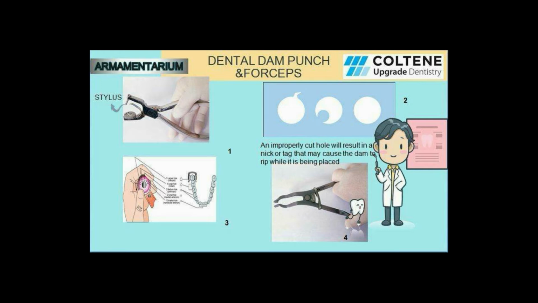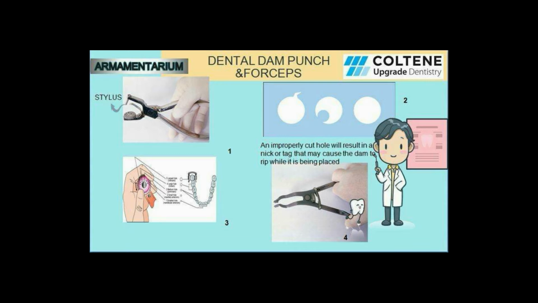Now the next one is the dental dam punch and forceps. The first picture shows the dental dam punch, and the pointed end is known as a stylus, which is used to make the holes. The second picture shows the importance of properly cut, properly round perforations, because if the perforations are not perfectly round, or if they are elongated on any one side, there are chances that tearing of the rubber dam sheet may occur, or leakage may occur from that area when you apply it onto the tooth.